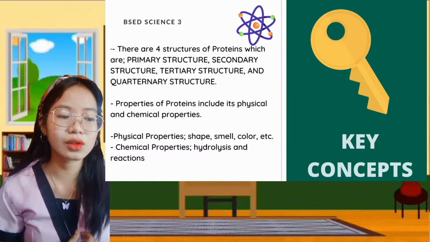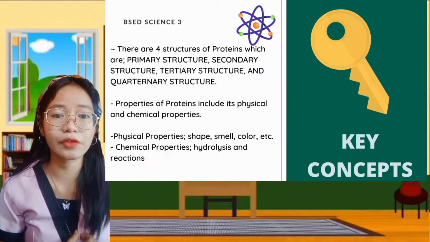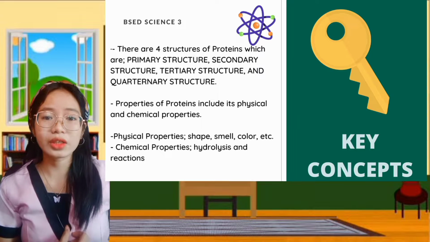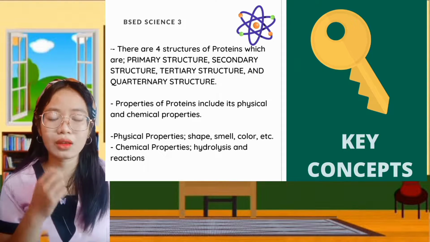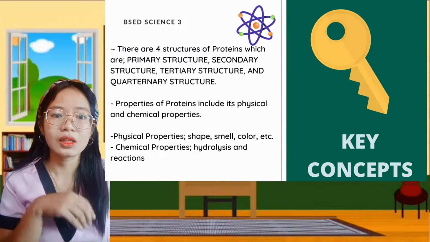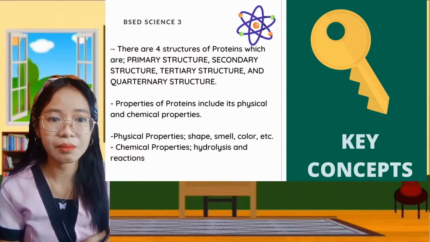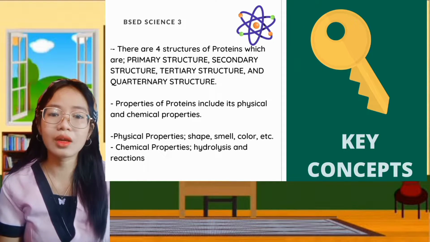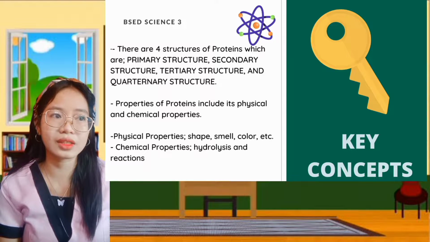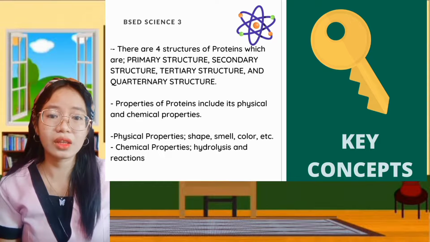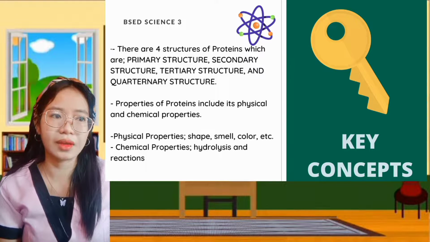And there are also four structures of proteins, which are the primary structure, secondary structure, tertiary structure, and the quaternary structure. And the properties of proteins include the physical and chemical properties. The physical properties include the shape, smell, color, and so on, while the chemical properties include the hydrolysis and the reactions of proteins in different chemical agents.